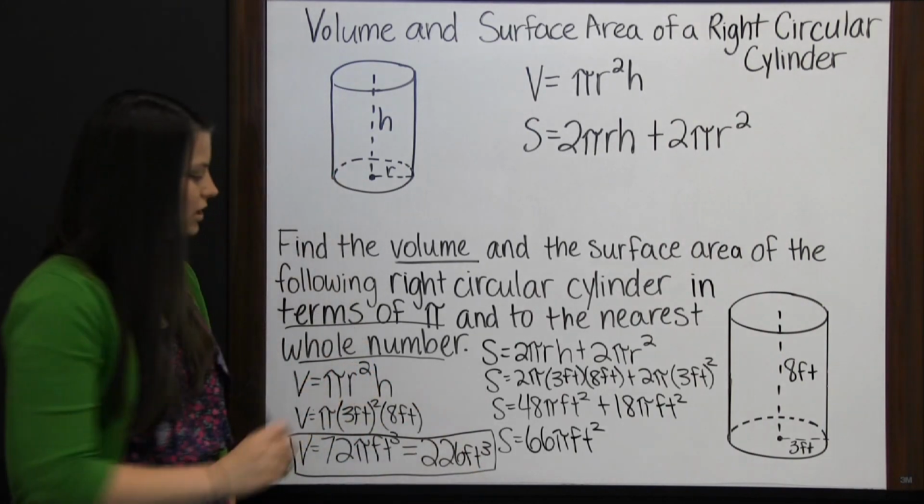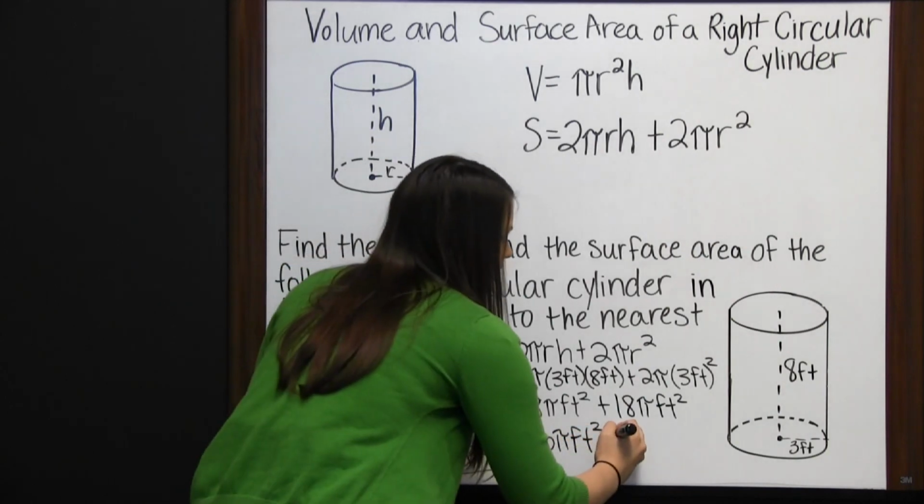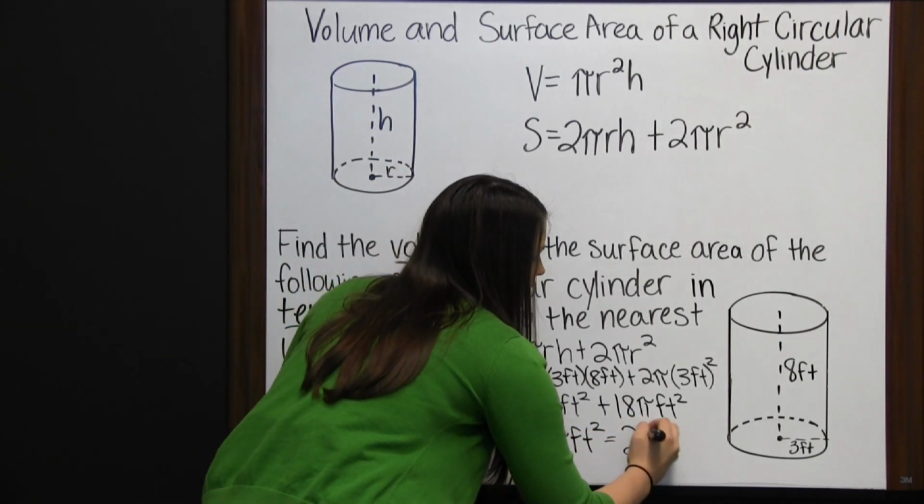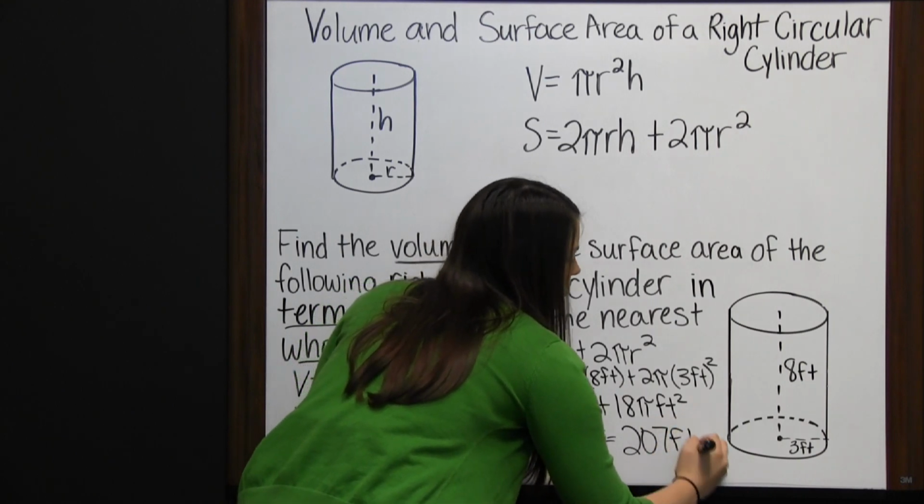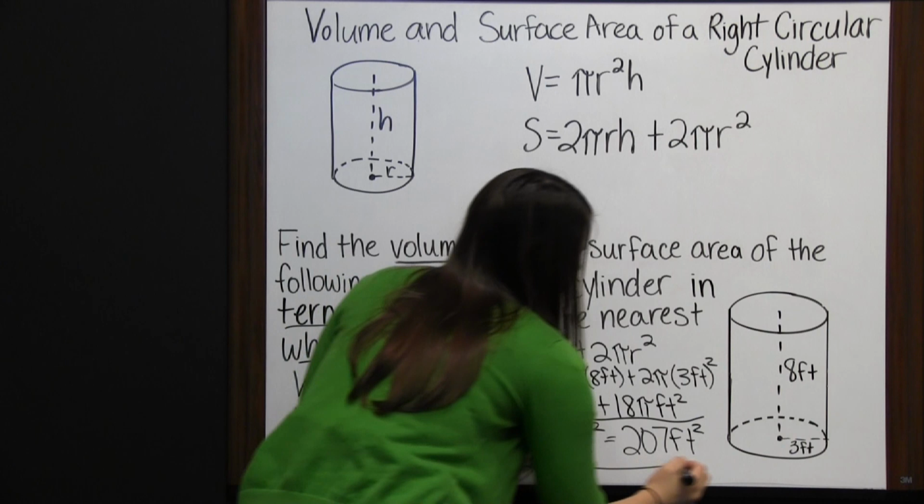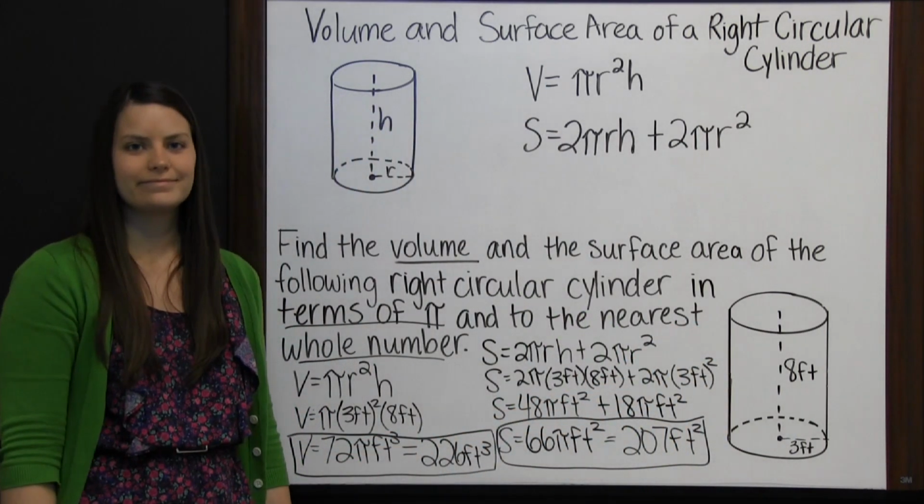And then to find it to the nearest whole number, we need to multiply times pi. So 66 times pi is 207 feet squared. So there's our surface area in terms of pi and to the nearest whole number.